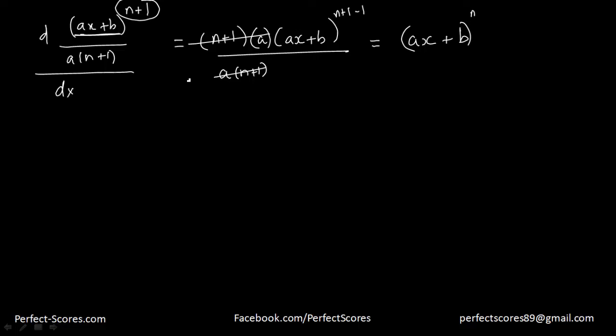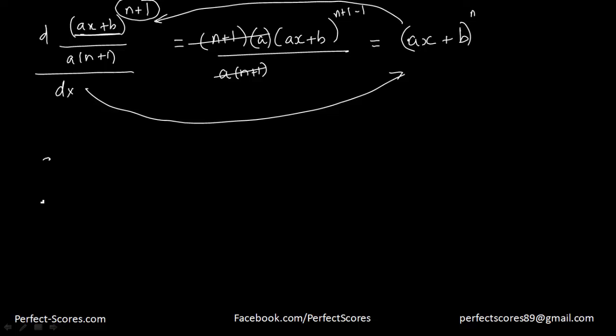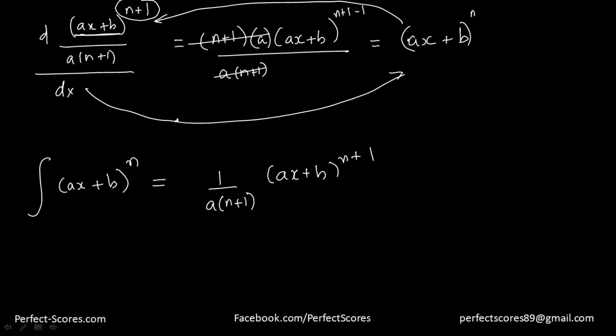So the differentiation of this function is this. That means the integration of this function is going to be this, which means I can say that the integration of (ax + b) raised to the power n is actually equal to this one over here, that is 1 over a into (n + 1) into (ax + b) raised to the power n + 1.